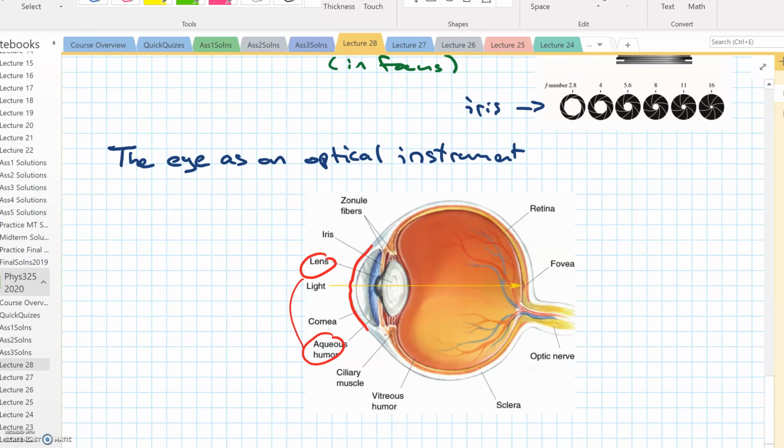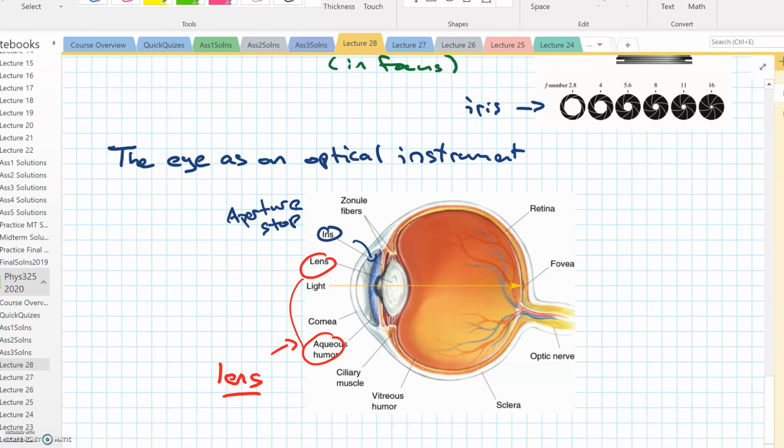And this curved surface here is a refractive imaging system. This is our refractive imaging system lens. We have a lens here which forms the image. We also have an aperture stop, the iris here, which adjusts to the light level.